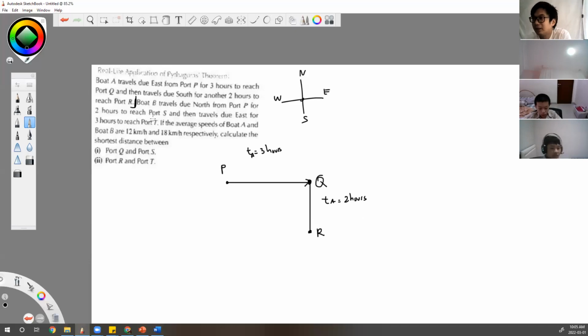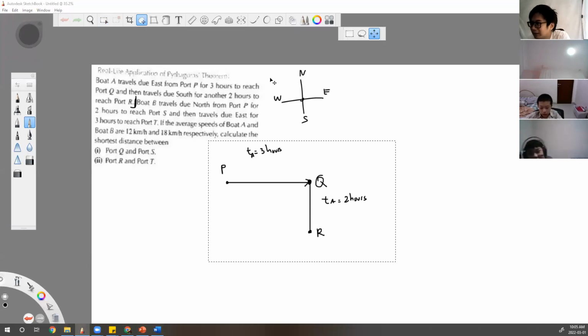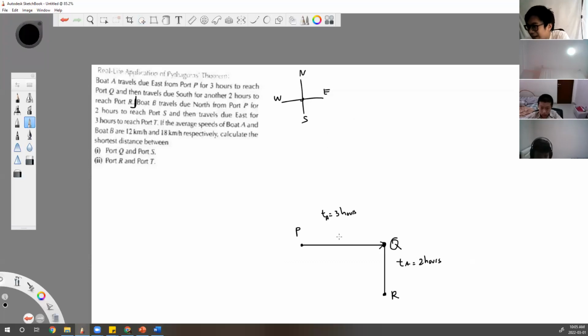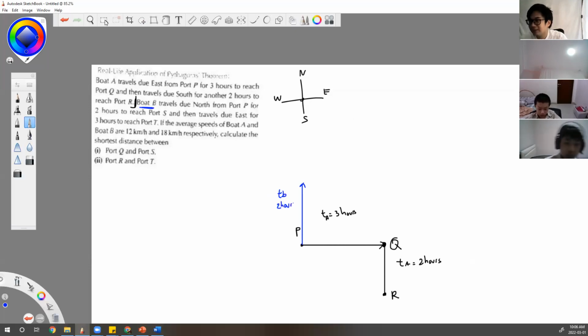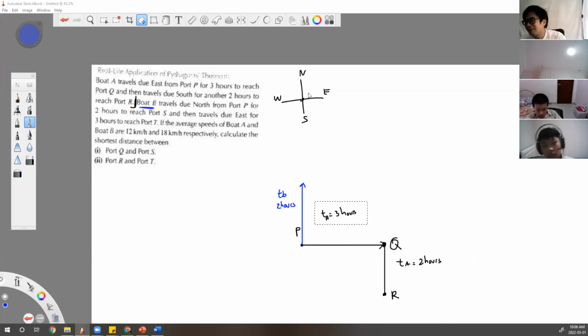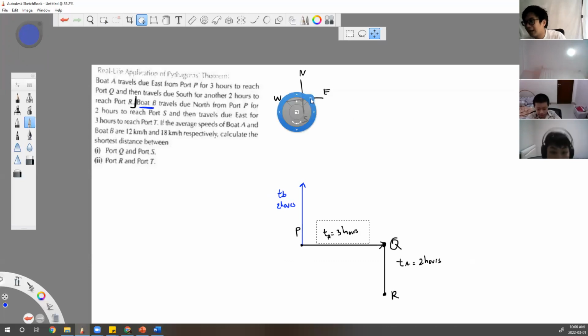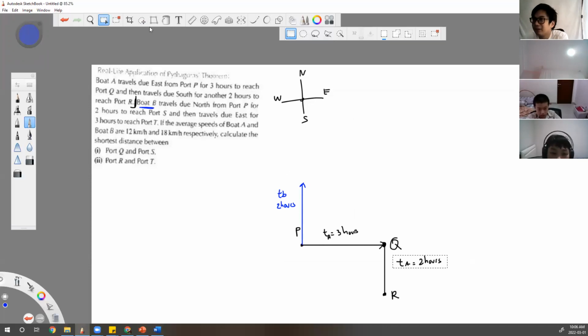Now we go to boat B. Boat B travels due north from port P. Wow. Okay, I think I need to draw it a bit in the middle. Okay, this is for A. Boat B travels due north, go up, right? For B, use the blue color. Boat B due north from port P, ke atas, for 2 hours. Okay, it's challenging. We haven't got the idea about what type of Pythagoras it is, how do you apply the Pythagoras. But stick to the rule, focus on the question.